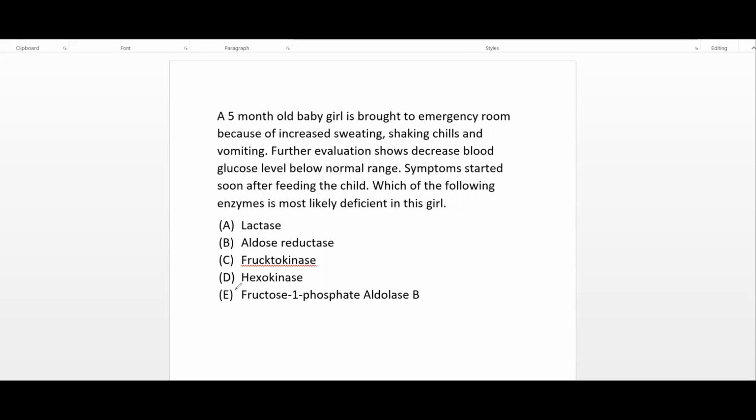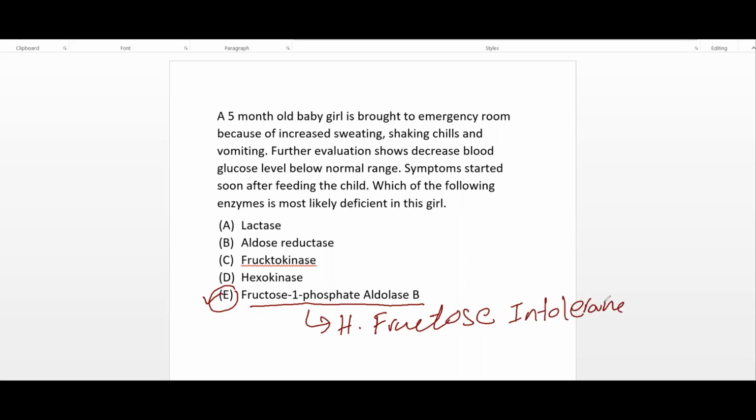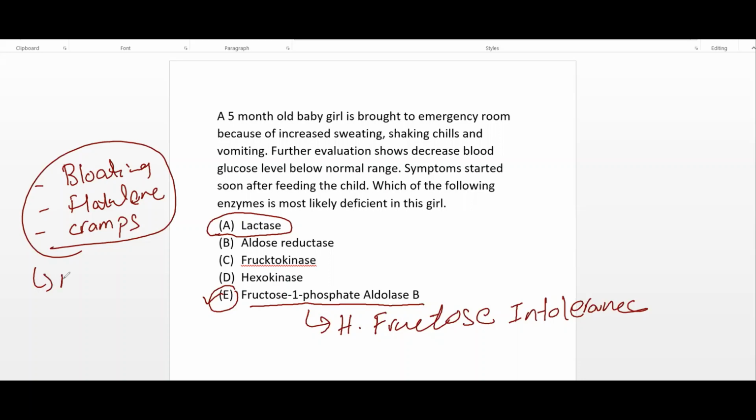So the right answer to this clinical vignette is fructose 1-phosphate aldolase B, and the child is suffering from hereditary fructose intolerance. While if it were lactase, as we know, in lactose intolerance the child presents with bloating, flatulence, and cramps after intake of milk products.